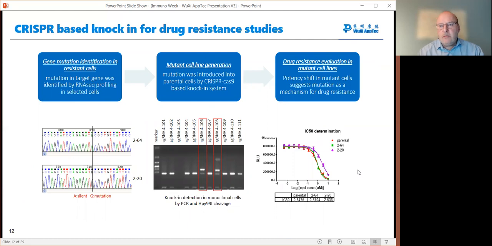We also have a robust workflow for identification and validation of drug resistance mechanisms, wherein we use RNA-seq to identify candidate-resistant genes by profiling selected resistant cells, followed by CRISPR to knock in mutations into parental cells, and then looking for a potency shift for reference drugs in those mutant cells.